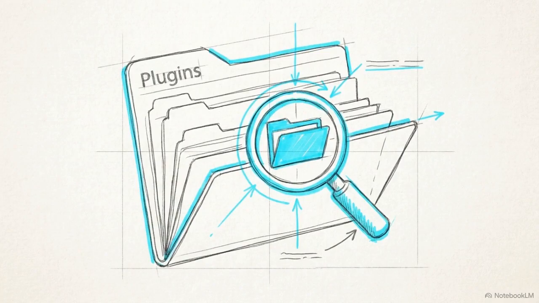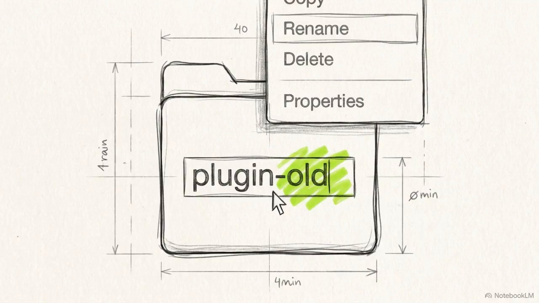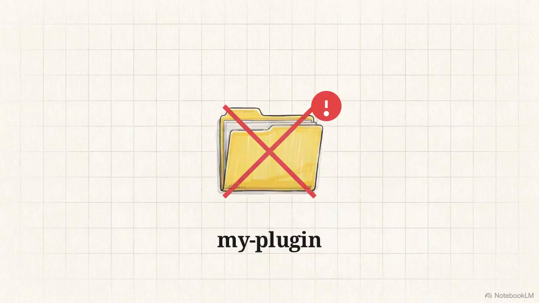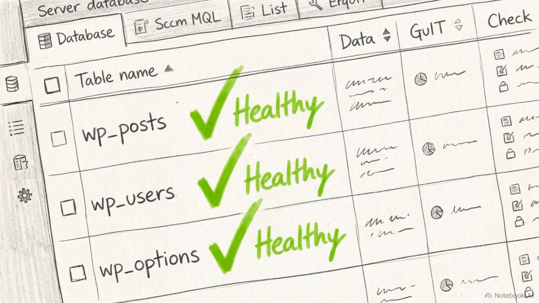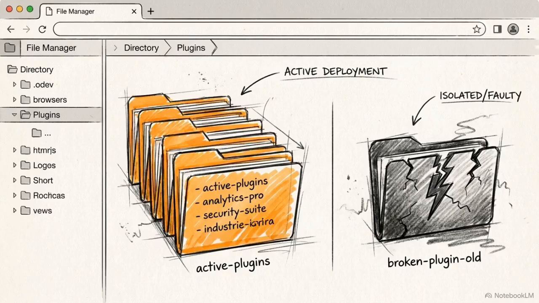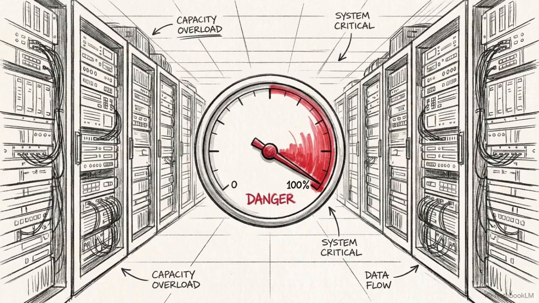Step 4 targets the specific plugin folder identified in the logs. Navigate to wp-content/plugins inside the File Manager. Right-click that folder and rename it by adding a suffix like -old. Do not delete the folder. Renaming it stops the plugin from executing, which clears the error, while keeping your historical settings and data intact for later recovery. Isolating the single corrupted component allows the rest of the site to resume operation without further damage.